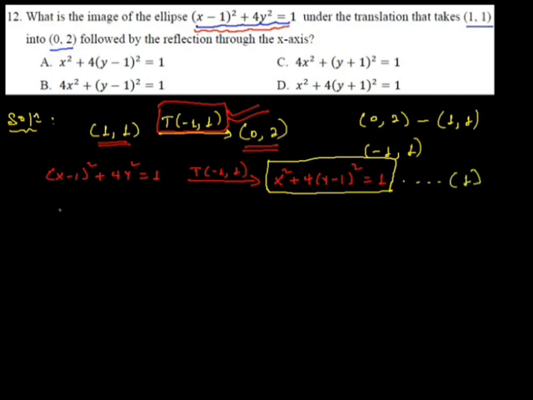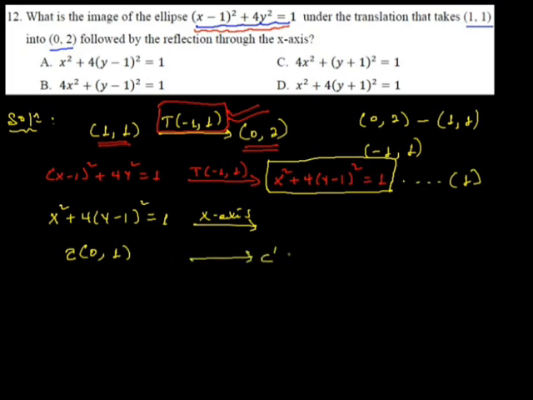Now the ellipse x squared plus 4 into (y minus 1) the whole squared equals 1 will be reflected on the x-axis. What will be the image of this ellipse under the reflection on the x-axis? Normally this ellipse has its center at (0, 1). The image of this center under the reflection on the x-axis becomes (0, minus 1). The other thing is reflection is a rigid motion, so everything will be preserved.